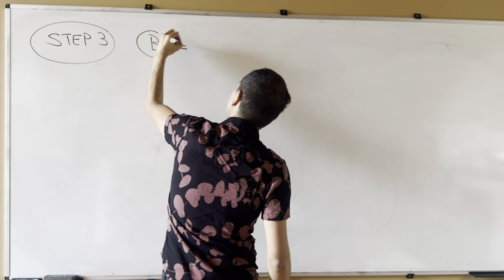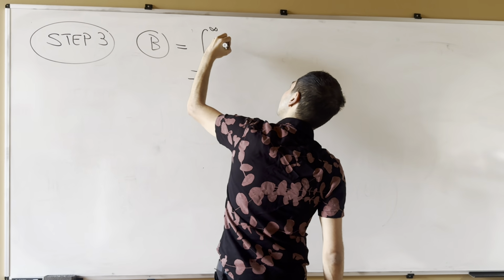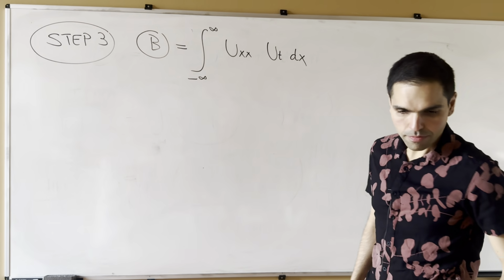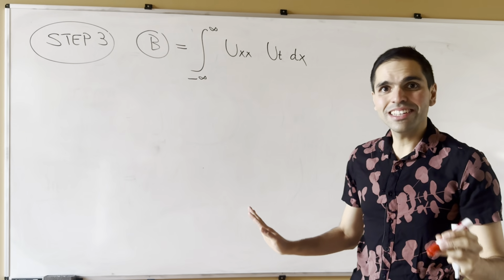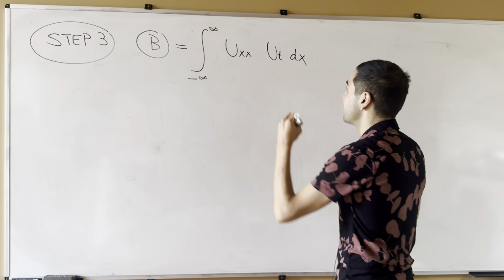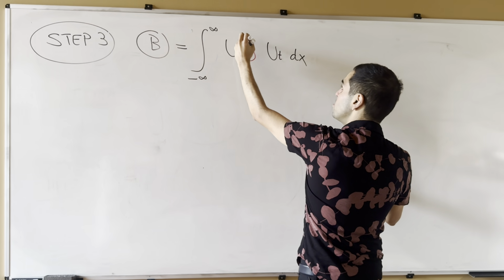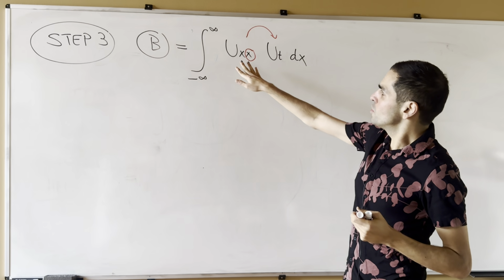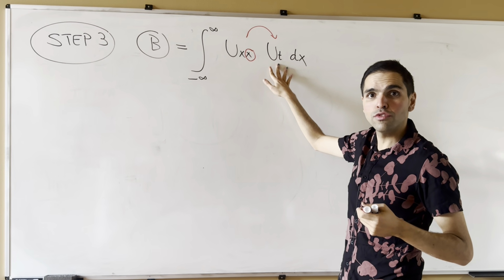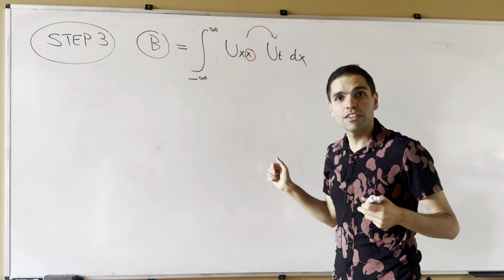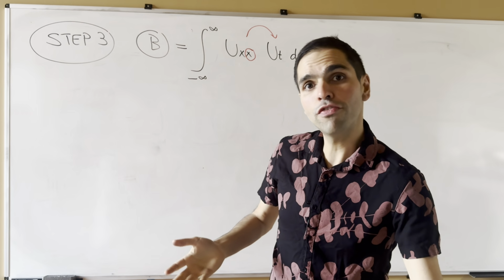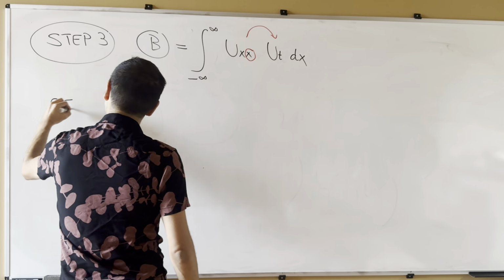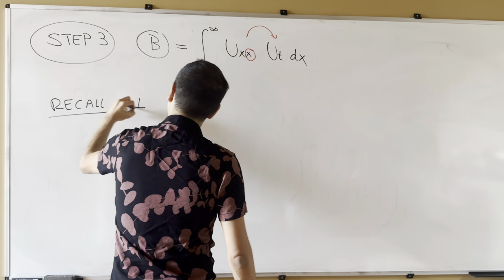So B in this case is the integral from minus infinity to infinity of uxx and then ut dx. And now once again you will see why in a second, but what would be nice is to put one of those x derivatives on the right hand side. And so notice we have the product of two functions. We want to put the derivative on the other side. So this is the perfect time to use integration by parts. So I want to remind you, what does integration by parts say? IBP.